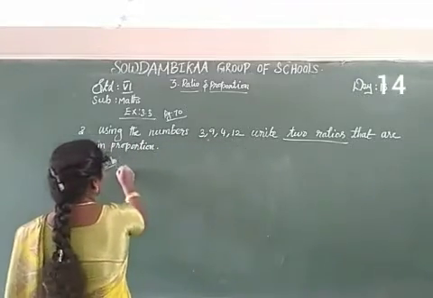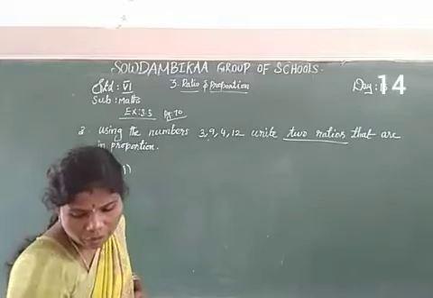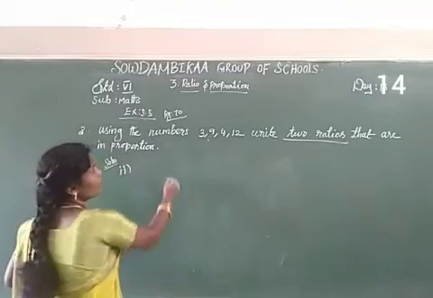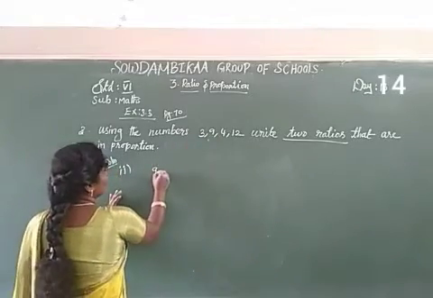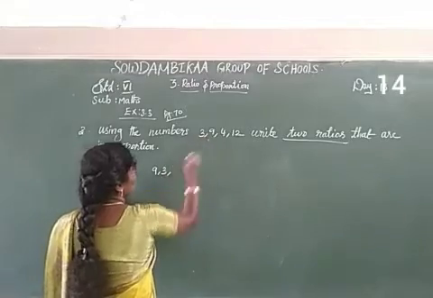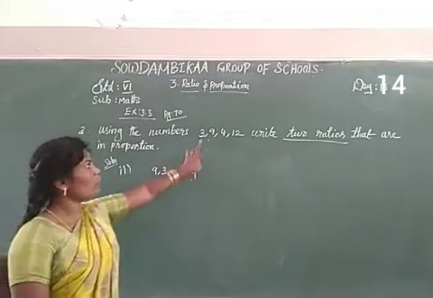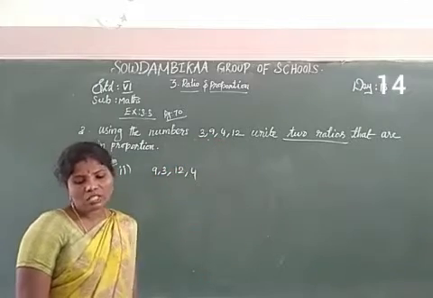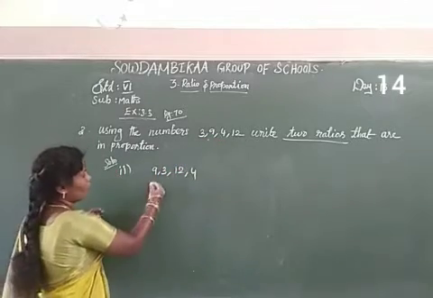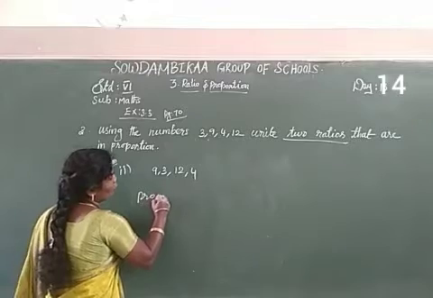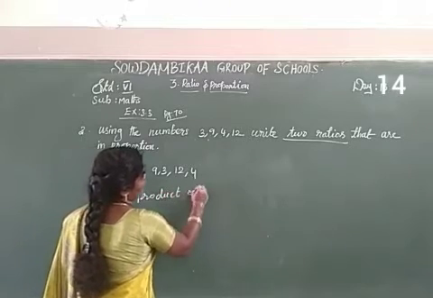The second point: change the numbers. Interchange the numbers 9, 3, 12, 4. Just interchanging the places only. Now the product of extremes.